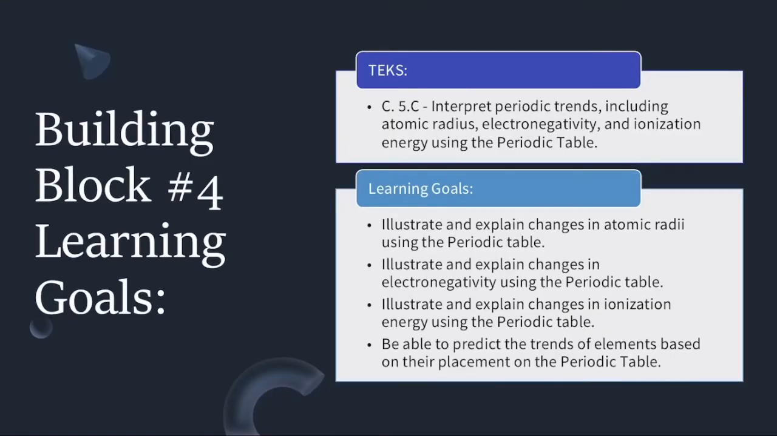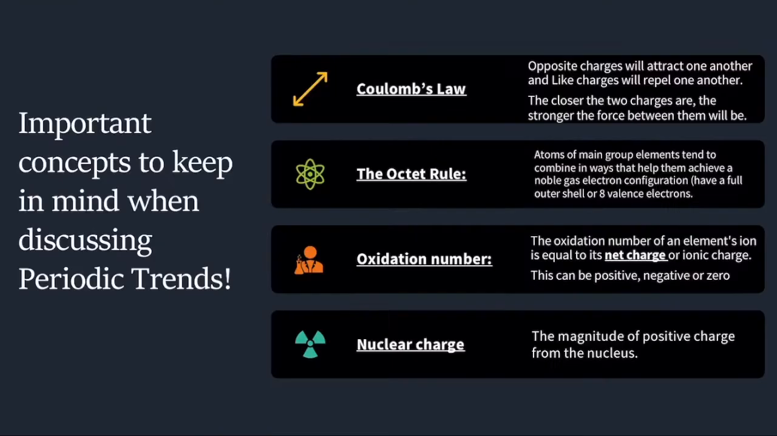So your learning goals here are to be able to illustrate and explain the changes in atomic radius, electronegativity, and ionization energy using the periodic table, and to be able to predict trends of elements based on their placement on the periodic table.